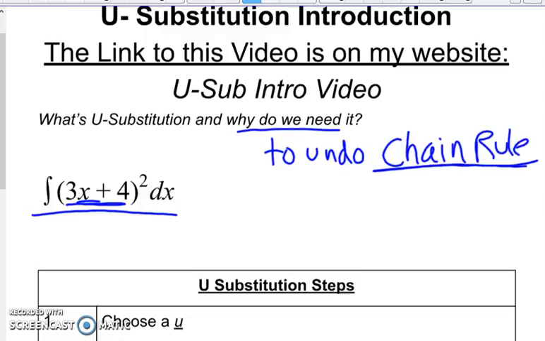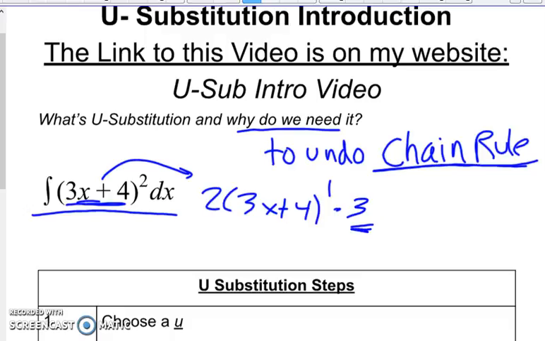Because if you took the derivative of this, you'd have to bring down the 2. You guys are good at this. And then times 3 for the chain rule. So since the derivative involves chain rule, for the antiderivative we need to undo that chain rule. In order to undo the chain rule, we need this new technique. Okay, so that's what we're going to talk about today.